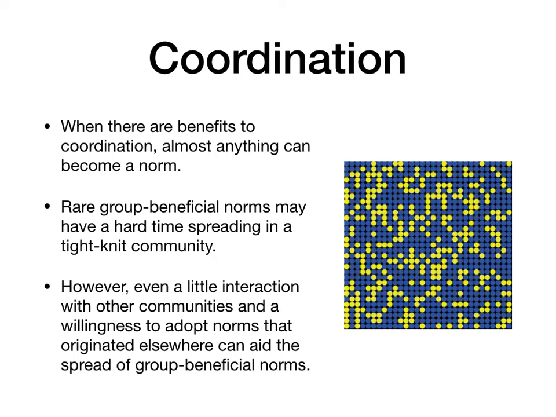We next looked at coordination. When there are benefits to coordination, almost anything can become a norm. And better, more pro-social norms or group beneficial norms may be slightly easier to spread, but still have a hard time spreading in a tight-knit community. However, even a little interaction with other communities and a willingness to occasionally adopt norms that originated elsewhere can aid the spread of group beneficial norms.